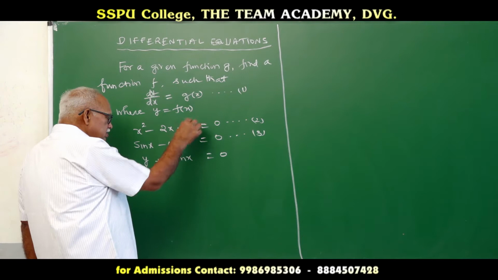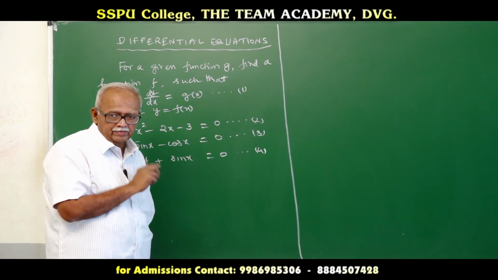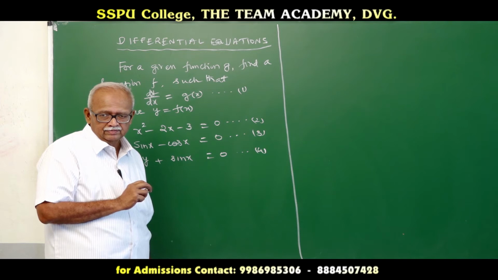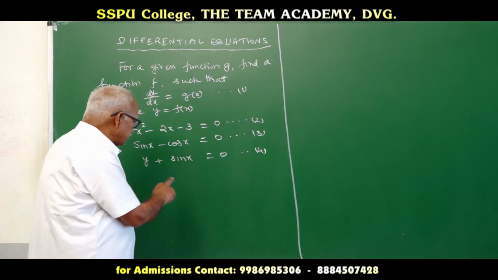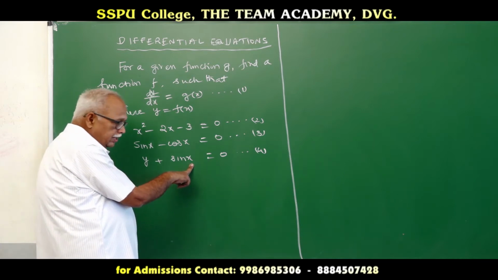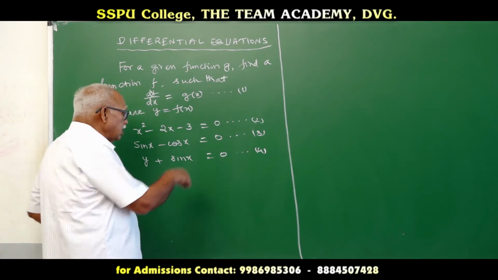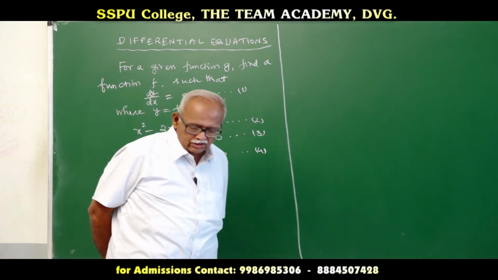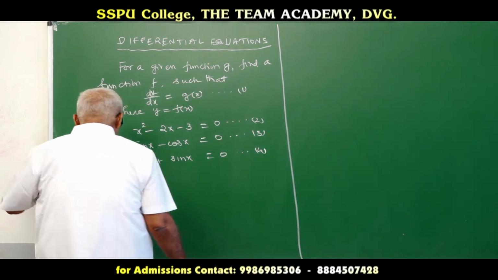So these equations contain an independent variable and or a dependent variable. The dependent variable can be there or it may not be there, but you see the dependent variable is there in the fourth equation, and the independent variable is also there. These are called an algebraic equation, this is a trigonometric equation, and the fourth one is also a trigonometric equation. Now, what is a differential equation? Let us see.